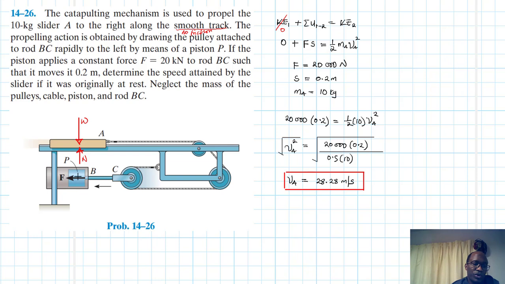The piston moves to the left by a distance of 0.2 meters, with a force of 20,000 newtons applied to the rod BC.